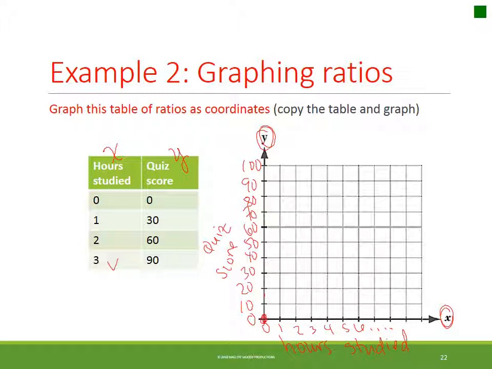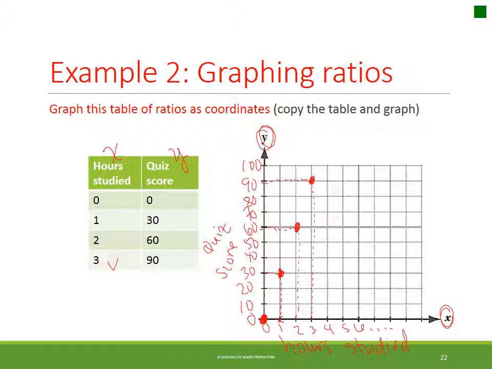So if the person studied 0 hours, they scored a 0 on the quiz. The second coordinate is 1 hour, and the score was 30. So if I go up to 30, that is coordinate number 2. Then if the person studied for 2 hours, they scored a 60. And if the person studied for 3 hours, they scored a 90.